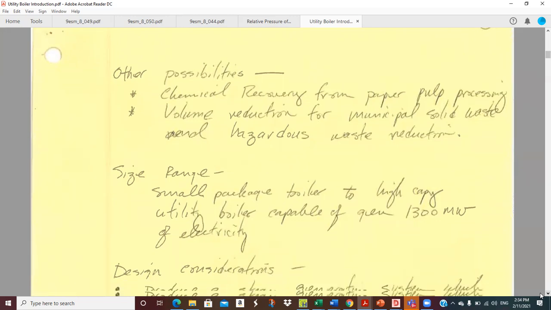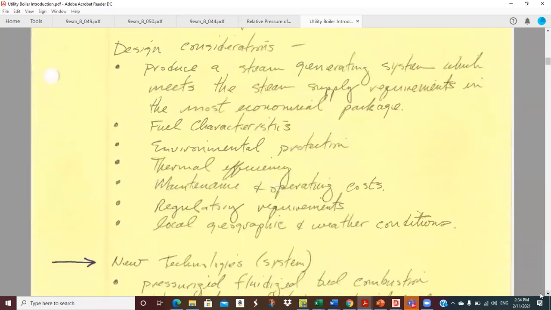And we've already talked about the size, design considerations. Look at all the stuff. I think you'd probably come up with this on your own, but we have to produce a steam generating system which meets the capacity requirements in the most economical package. Now, economical these days is probably heavily driven by environmental, because everything is very environmentally driven.